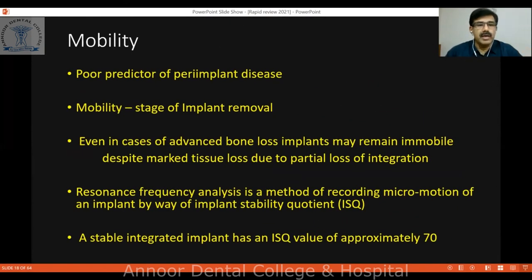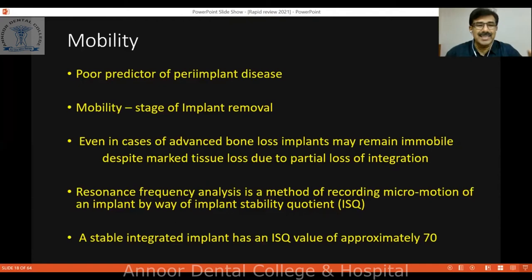Mobility. Now, if your implant is mobile, that means it's a failed implant. So you can remove that implant and then you can place a new implant. But one thing when you look is, even if you take a radiograph and find that about one or two threads of the implant are exposed, all the threads, there is bone loss. But in spite of that, the implant may not be mobile and it may be in full function. So once an implant is mobile, it means it is lost.